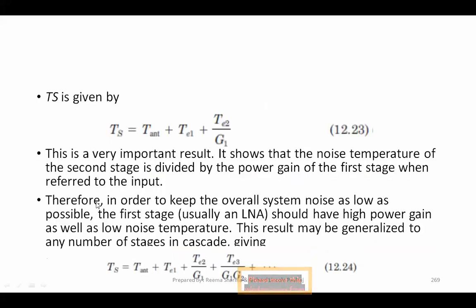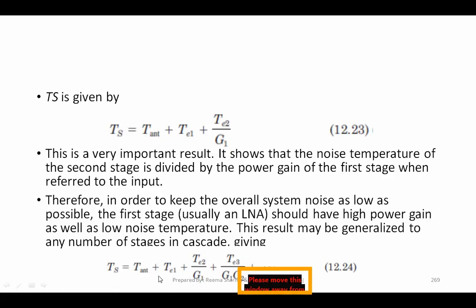Right. So therefore, in order to keep overall system noise as low as possible, we use the first stage as an LNA, a low noise amplifier, which means the range will be 1 to 10 gigahertz frequency. It should have higher power gain as well as low noise temperature. This results in a generalized equation now.